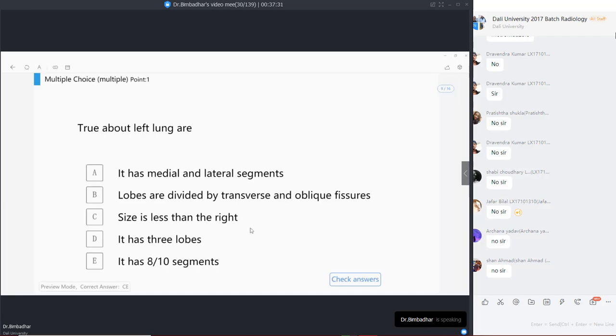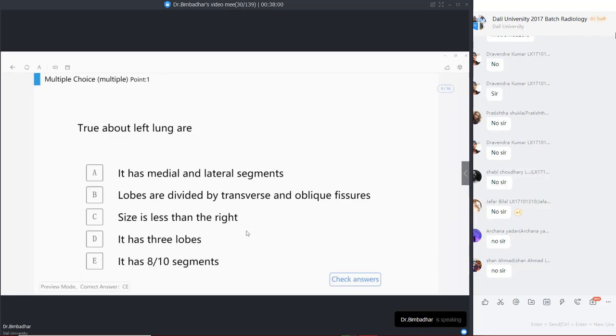Lobes are divided by the transverse and oblique fissures. No, the left lung is not divided by transverse and oblique fissures. It is only divided by the oblique fissure, right? Size is less than the right. Yes, the left lung is smaller than the right. That is true. Does the left lung have three lobes? No, it has only two lobes, the upper lobe and the lower lobe.